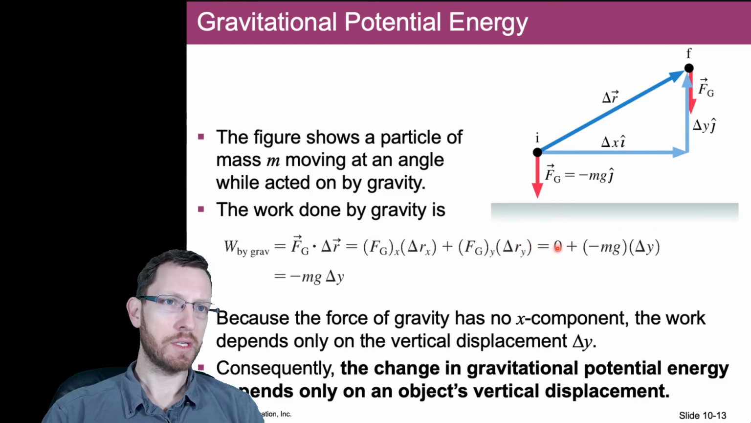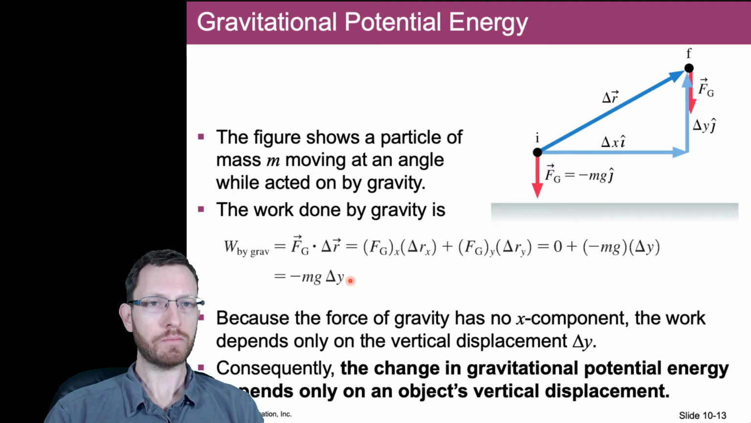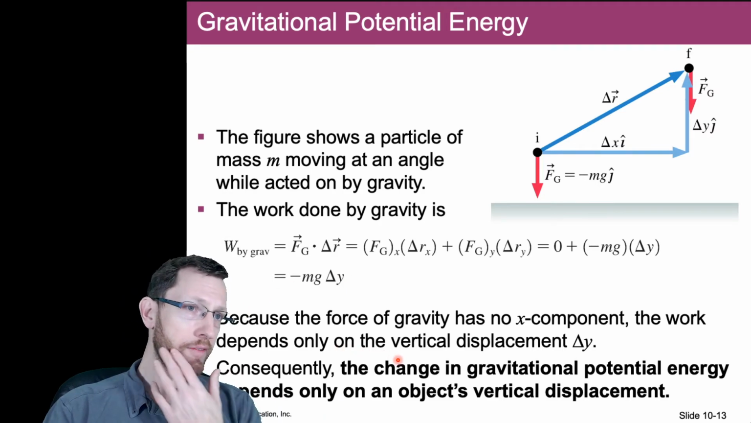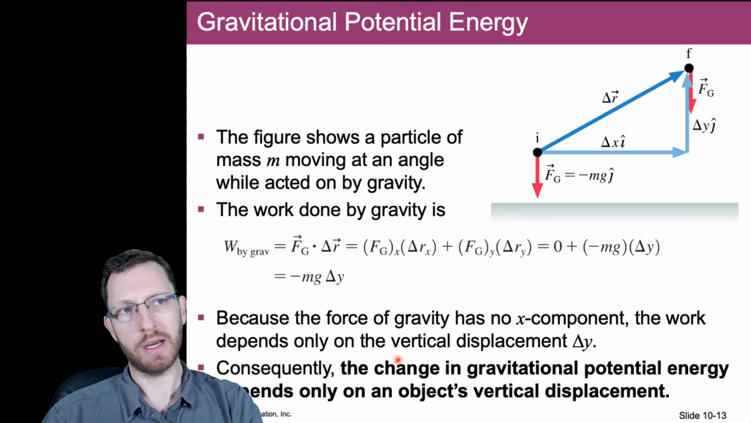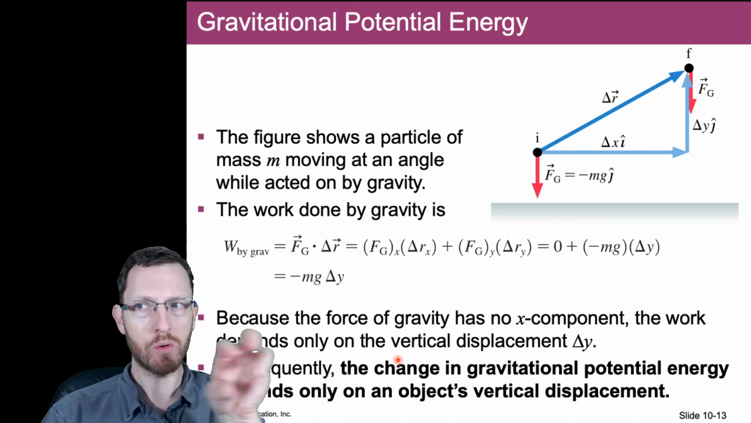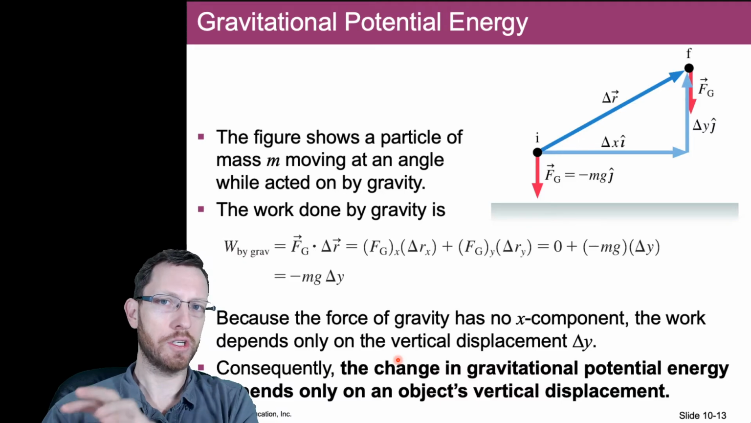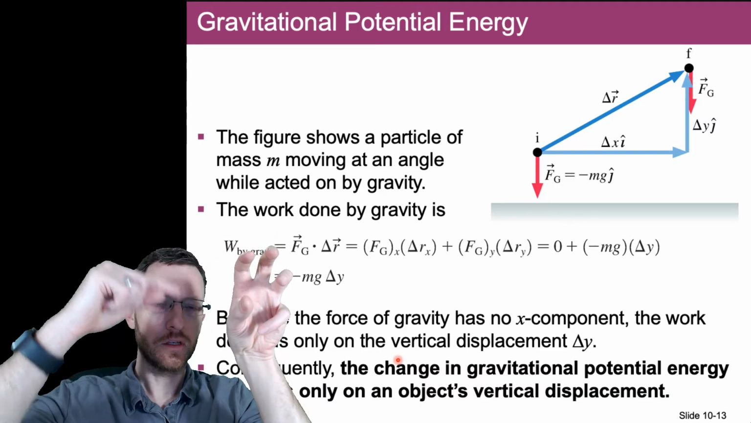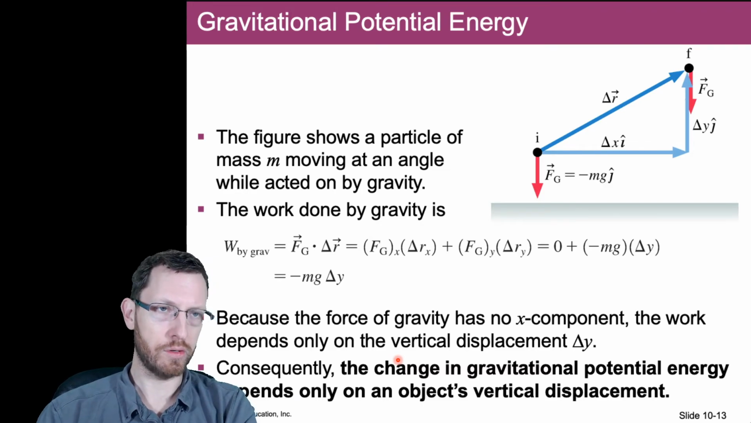The x component is equal to 0 because gravity points entirely in y, and I end up that the work being done by gravity is just mg delta y. So because the force of gravity has no x component, notice that the work only depends on that vertical displacement of an object. So if I take an object and I move it horizontally and keep it at the same fixed height, I'm not changing the gravitational potential energy. It's only that change in the direction aligned with gravity that leads to changes in the gravitational potential energy. So consequently, the change in gravitational potential energy depends only on vertical displacement.